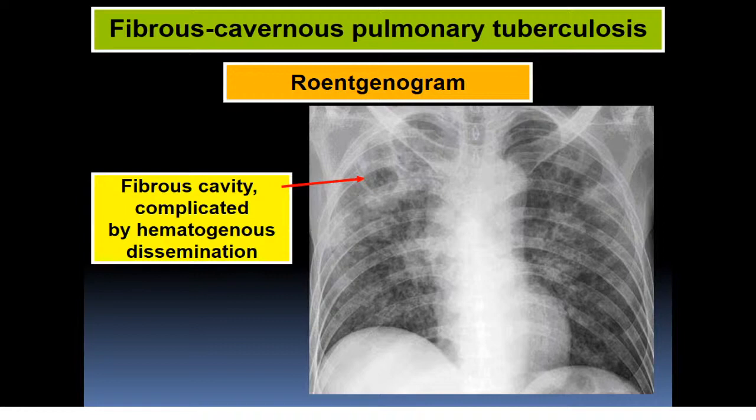On this X-ray, we can see ring shadow with thick walls and total dissemination in both lungs. This is the result of lymphobronchogenous dissemination and lymphomatogenous dissemination in both lungs.